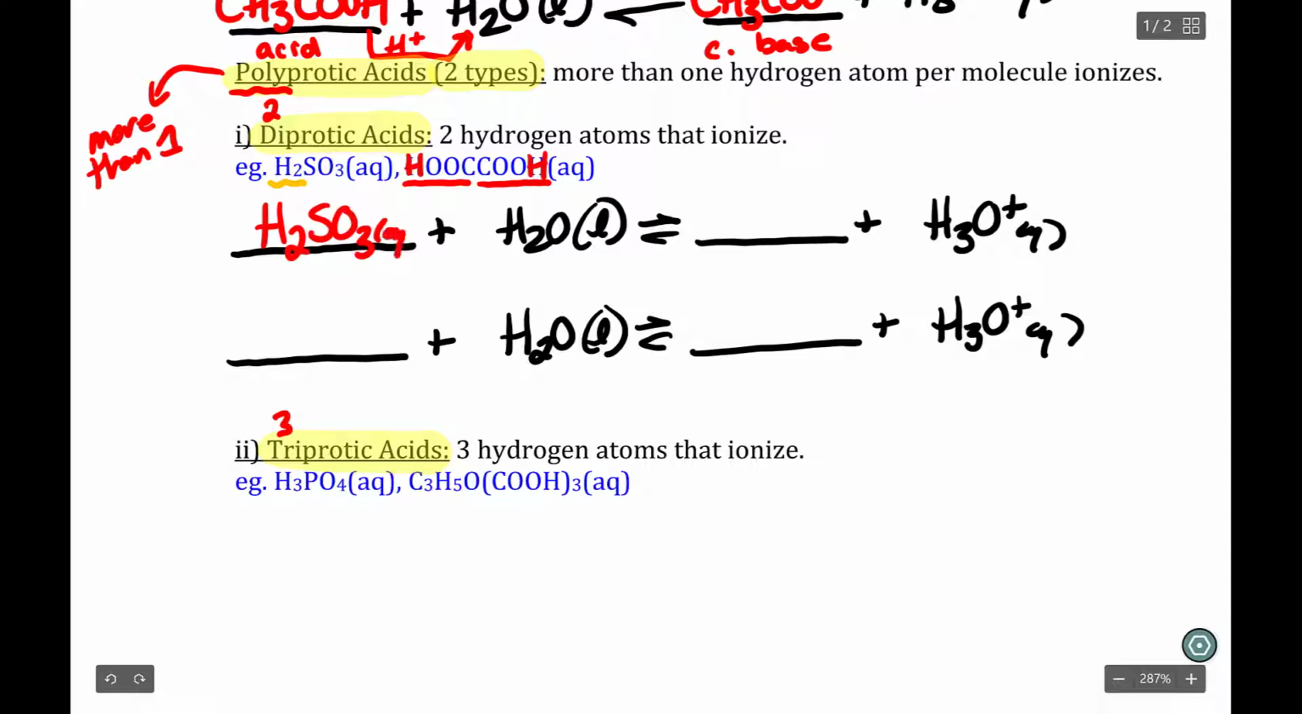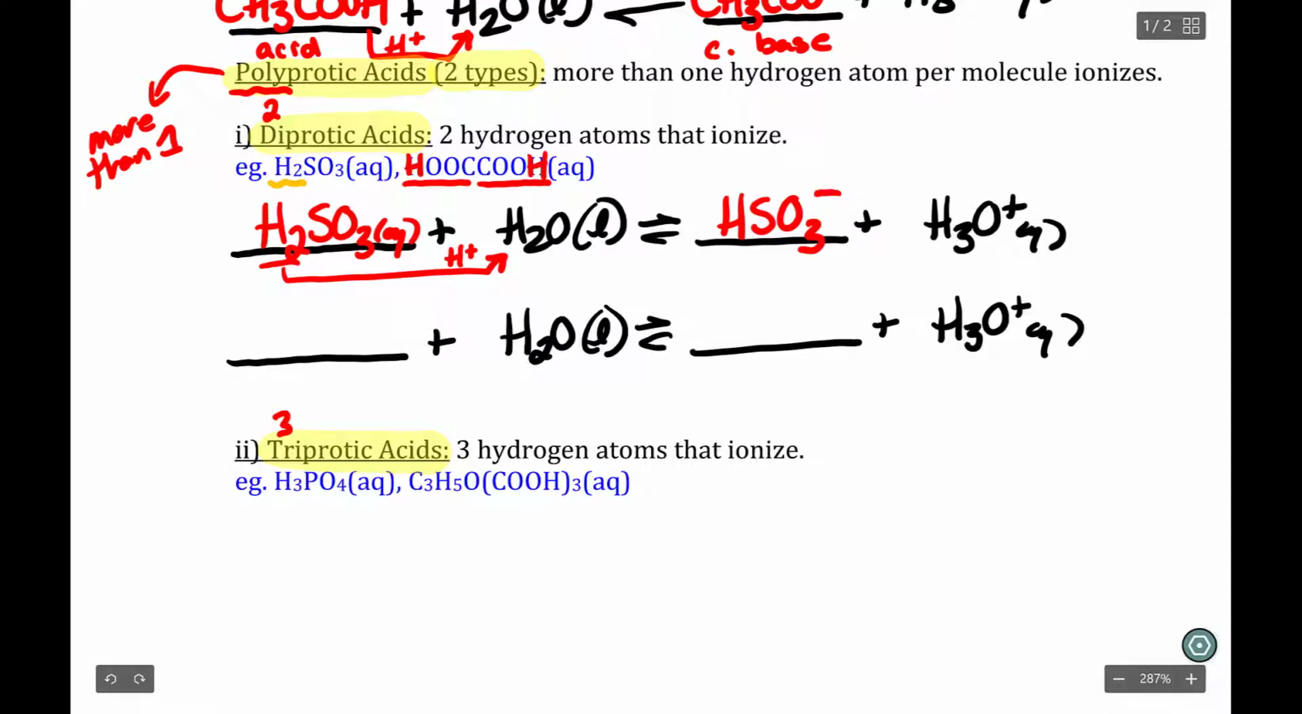And what it's going to do is ionize or react, and it's going to donate this hydrogen first. Okay, so H2SO3. And then it's going to have one less hydrogen. So now we're HSO3. We have one less hydrogen because we've lost one to the water. And we also lost a positive, which is going to make this negative. So remember, if you're an acid and you start with no charge, it's going to end up becoming one negative.